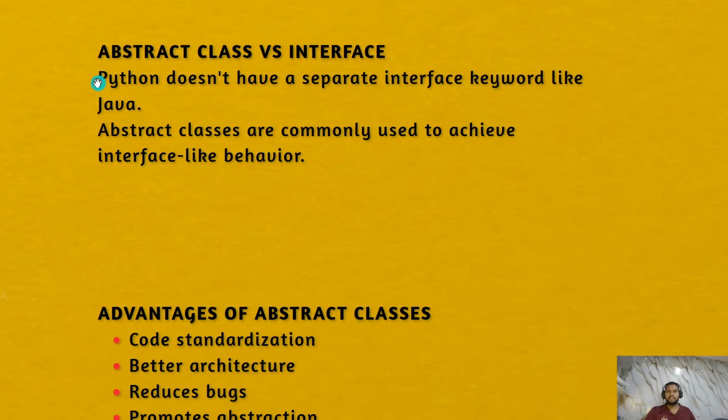So, what is the difference between abstract class and interfaces? Python doesn't have a separate interface keyword like Java. Java has its interface keyword and Python doesn't have one. So, abstract classes are commonly used to achieve interface-like behavior. We use abstract classes the same as an interface: an interface works in Java, and abstract classes also work like an interface in Python.